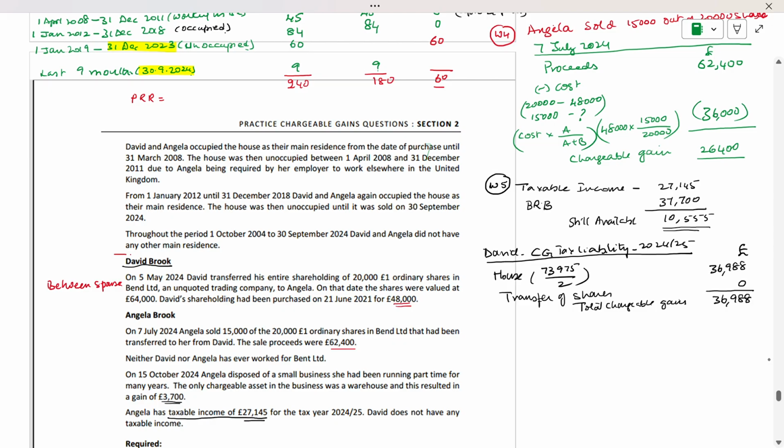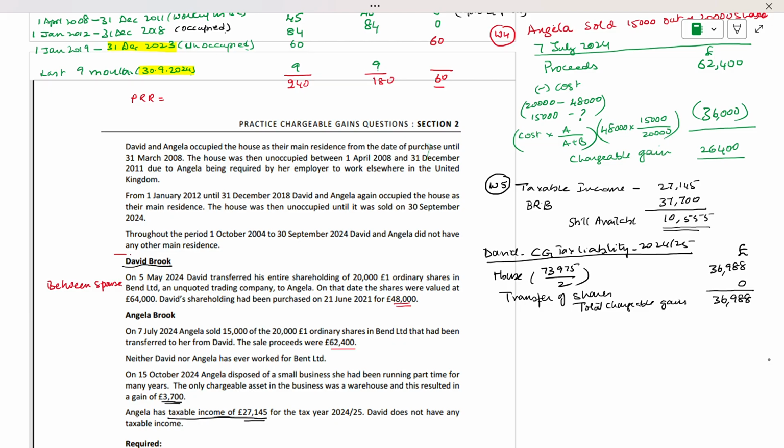Now, after that, what do we have to do? Why don't we take transfer of shares for David? We will not take it for David, we will take it for Angela. David will not be taxed because David transferred to Angela. There is nothing in between spouses. Yes, sir. Okay.